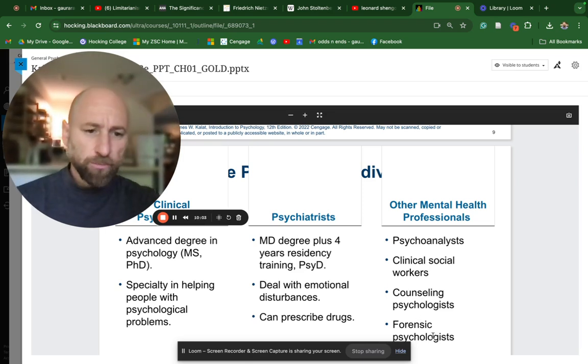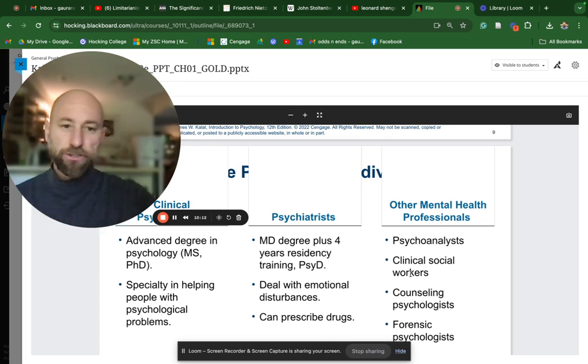Forensic psychologists are employed by courts as sort of expert witnesses. And you have some people who do various kinds of therapy that are outside this clinical psychology, counselor education, social work framework, people trained in, say, Freudian psychology or Jungian psychology or something like that.